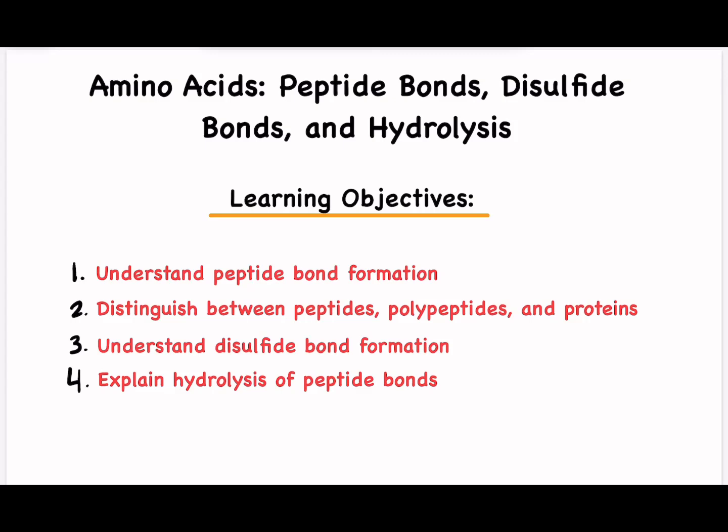All right, welcome back to the MCAT prep series, and today we're going to be continuing the biochem section by talking more about amino acids and specifically peptide bonds, disulfide bonds, and hydrolysis reactions. So, just to cover the learning objectives pretty quickly, by the end of this video, you should be able to understand peptide bond formation. You should be able to distinguish between peptides, polypeptides, and proteins. You should be able to understand disulfide bond formation, and finally, be able to explain hydrolysis of peptide bonds.